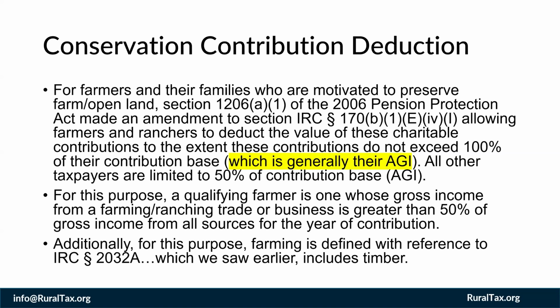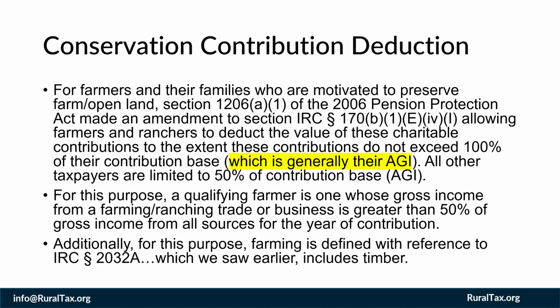So we saw that Betsy had a 2/3 limitation for estimated tax. Here's a different limitation. And this second one is looking at, they have to have 50% of gross income from all sources, but we have the reference to their adjusted gross income. And so we want to understand what that is. And lastly, on this slide and the lower one, is that for the purpose of making a conservation contribution, farming is defined with reference to Code Section 2032A, which we saw earlier.